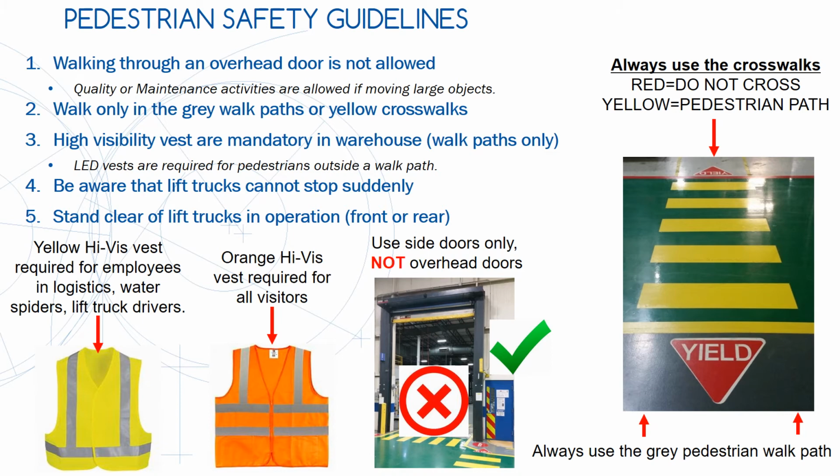We have replaced all the yield signs with stop signs. Stop signs mean you must stop. Stop, do not walk out in front of a forklift. Use the yellow crosswalks. Inside the cells, by the production areas, you will see a red line. You are not allowed to cross this red line unless there is a yellow crosswalk available.